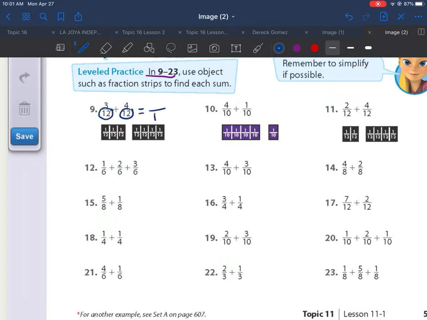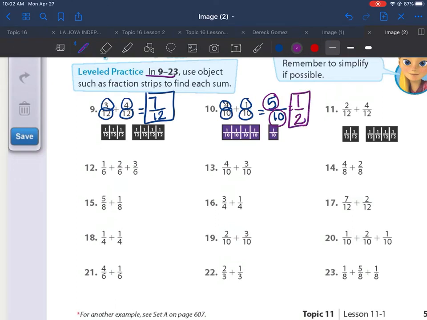So I'm going to start with number 9. Denominator stays the same. 3 plus 4 is 7. So my sum is 7/12. Number 10, denominator stays the same. 4 plus 1 is 5. Now, this is my sum, but I can still make it smaller because 5 is half of 10. So my answer will be 1/2.